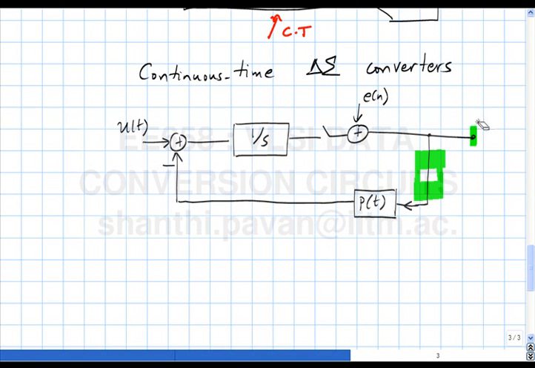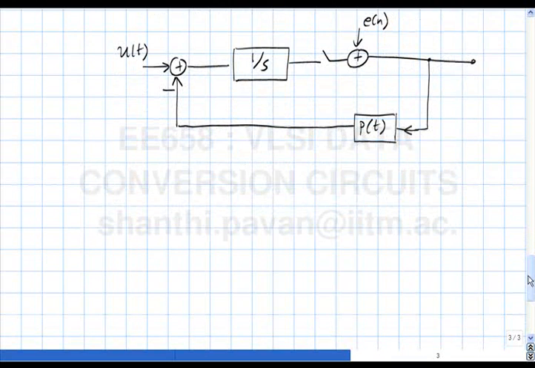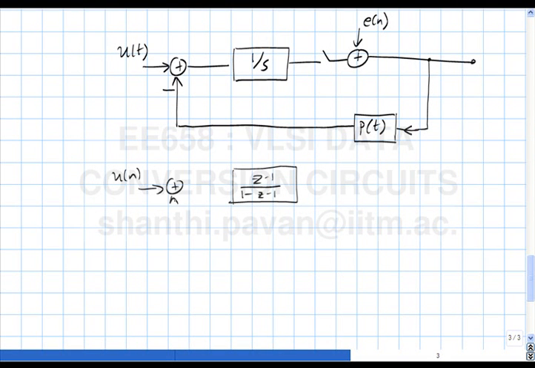Okay. So if I want to realize the same noise transfer function, what should I do? I should compare this with Z inverse by 1 minus Z inverse. This is what you had in the discrete time case.